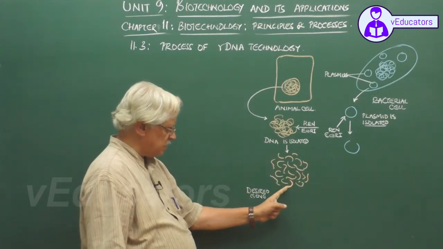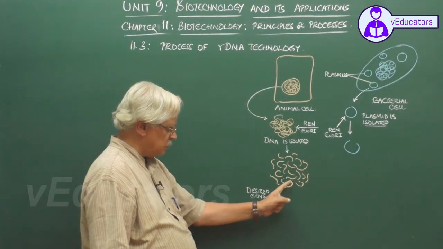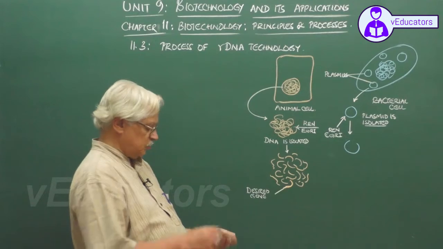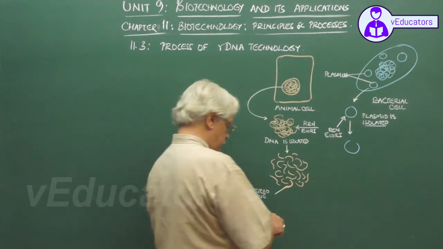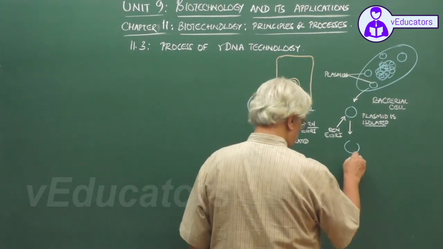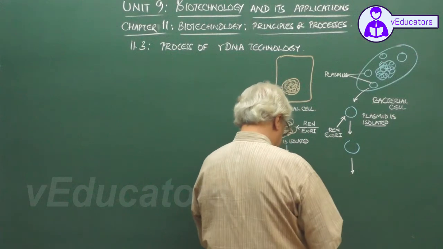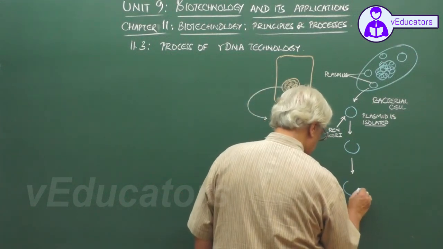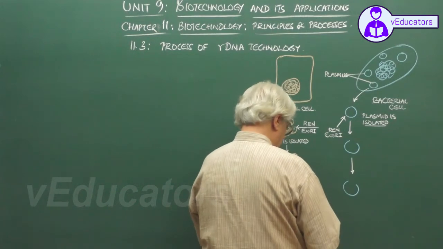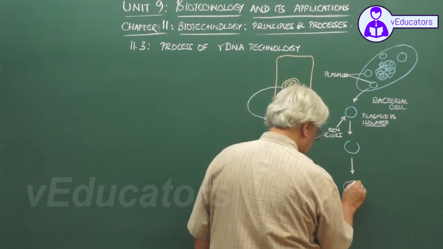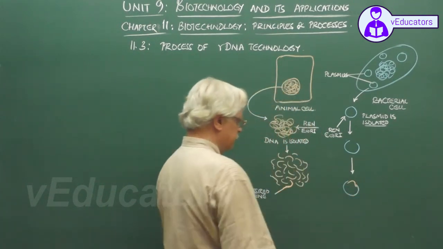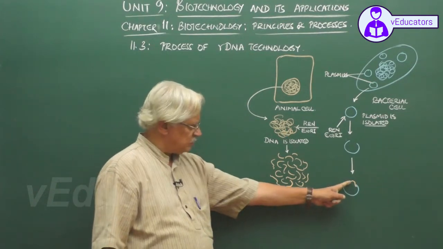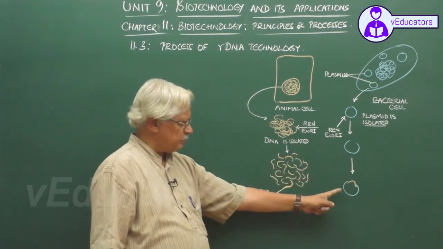The desired gene that has been identified also has the same sticky ends. So now in the next step, you have to integrate the desired gene with the plasmid.